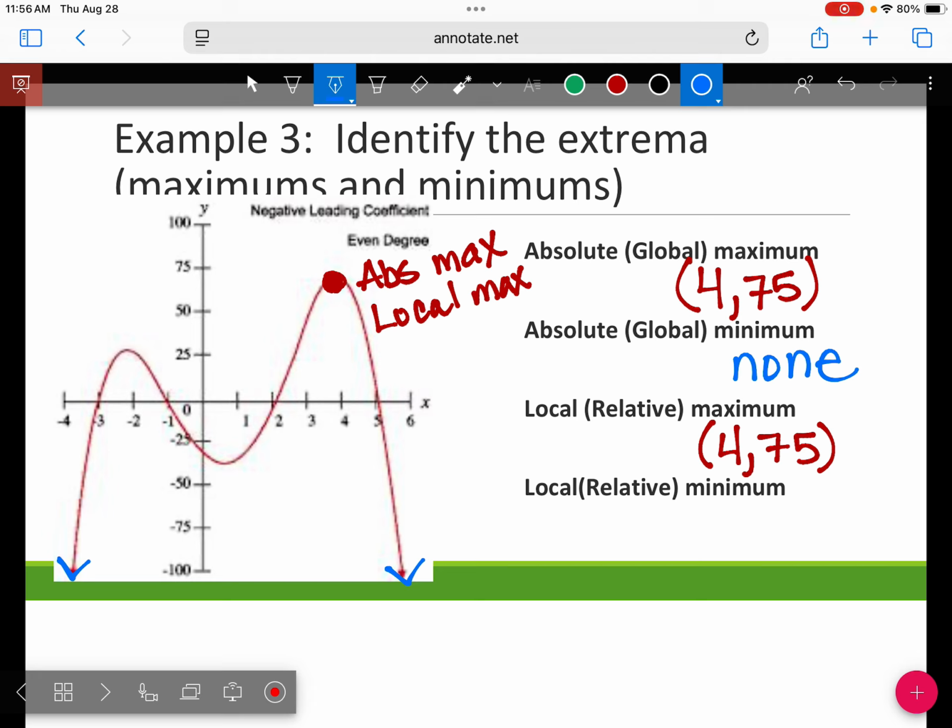Now, are there any other hilltops in this graph? Yep. All right, somebody tell me this point here is another hilltop. So that would be a relative max. Who's going to tell me, what would be the point? What are we going to call that? Negative 225.